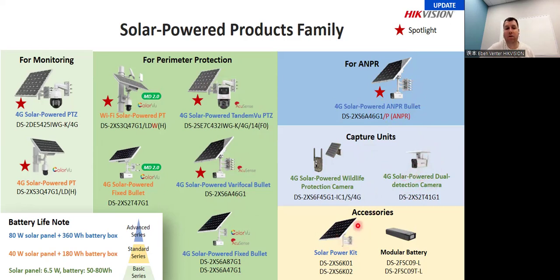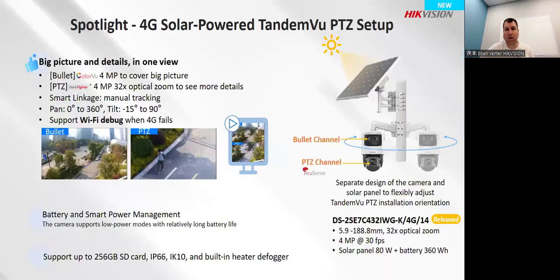We also have the accessories. For the Solo kit, just the kit, no cameras, just the bracket, batteries, and the solar panel. There are different ones available for that application. Just to show you how that looks and how it works, the bullet will view the area, and then the PTZ will zoom in and zoom out. I'm not going to play the video because I don't want this to crash, and I don't want to record this video session.